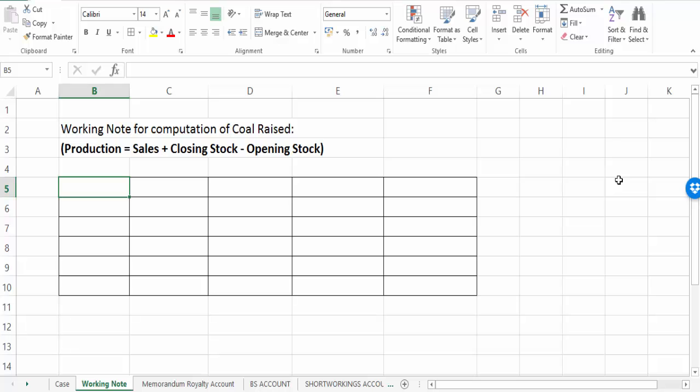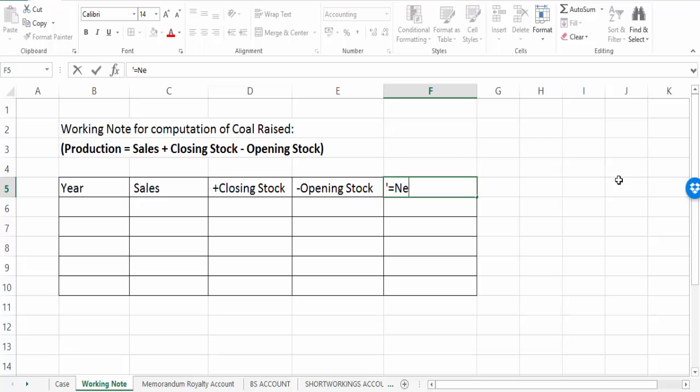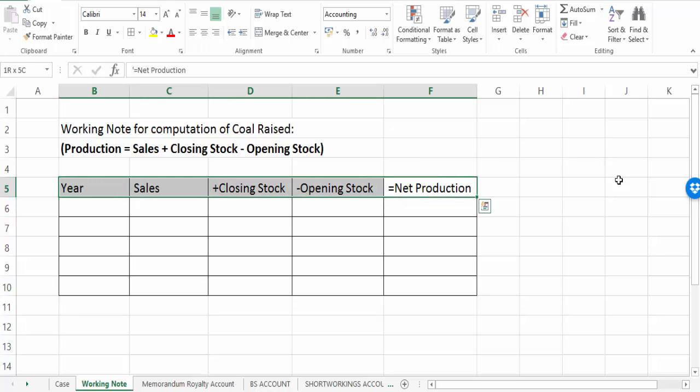So let us have a table like this where we'll capture year, then sales, closing stock. Basically we'll be adding closing stock, so I'll write plus closing stock, and opening stock will be subtracted, so minus opening stock, and this will give us what is known as net production. If we can fill all these numbers, automatically we'll get net production. That is sales plus closing stock minus opening stock is equal to net production.